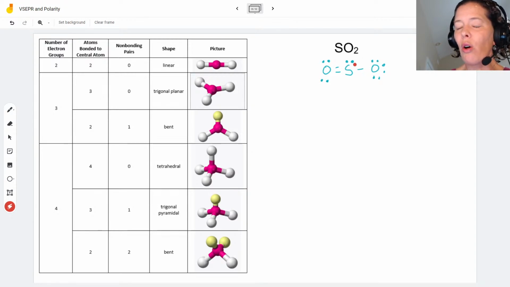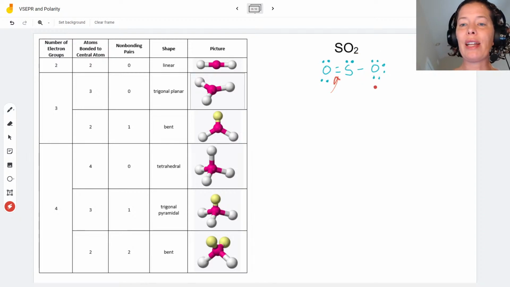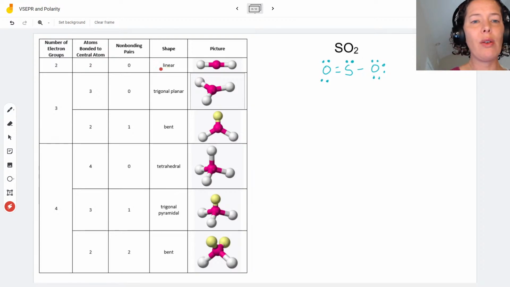All right, so I have two atoms bonded to my central atom, and my central atom has a lone pair. Again, the fact that this is a double bond and this is a single bond really doesn't make a difference. I'm just counting atoms bonded to my central atom. So I am looking for a 2-1 situation. Okay, so this is a 2-0. That's not what I want. Here is my 2-1. This also is bent.